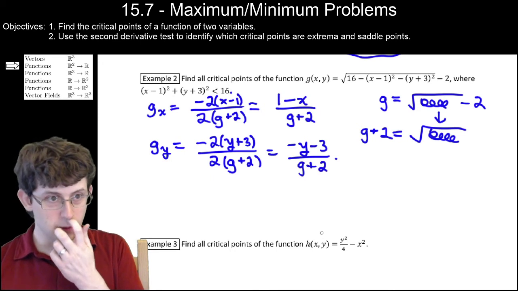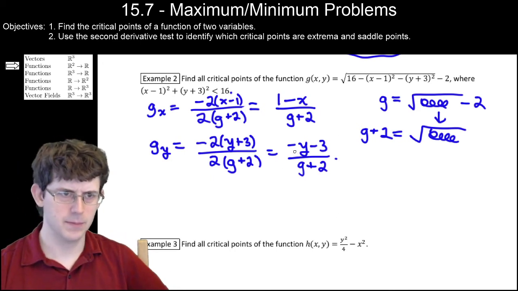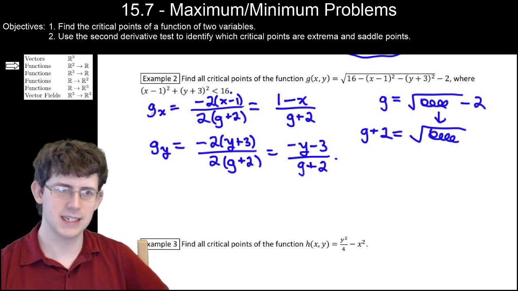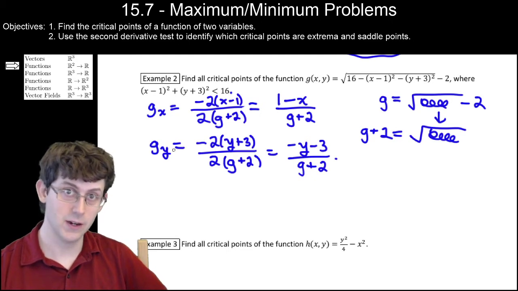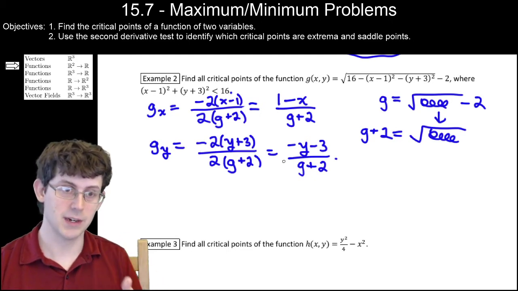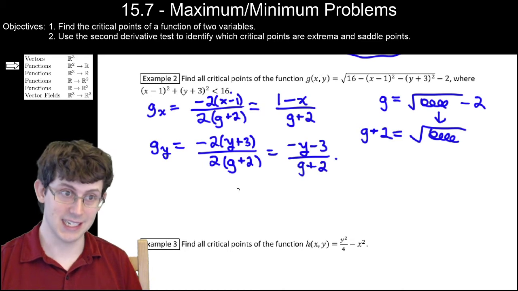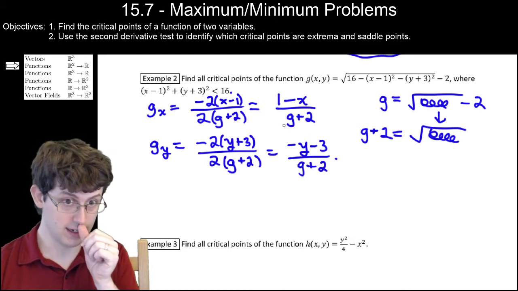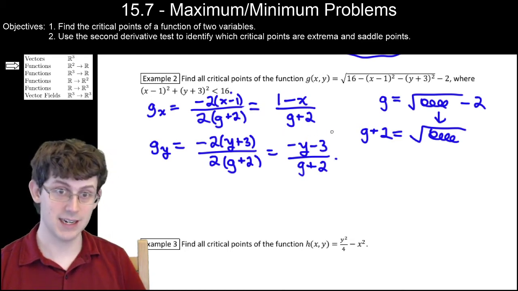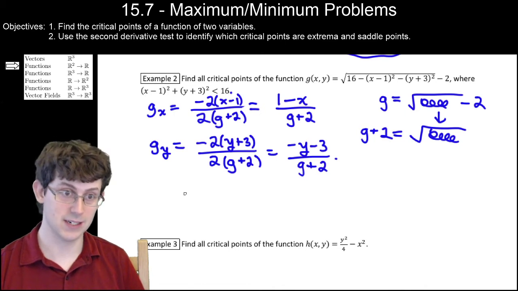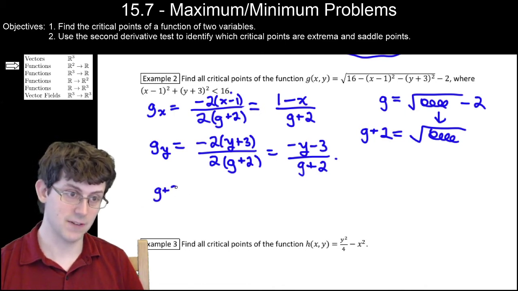Okay, so what's the problem? It would be easy to set gx and gy equal to 0, but we need to remember to be worried a little bit about whether these actually exist. So like g plus 2 is sitting here in the denominator. I'm worried that g plus 2 might ever be 0. So let's investigate that first.